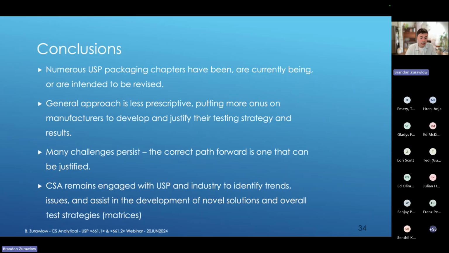One point that I meant to make on the last slide is that because these chapters are not technically official yet, it does still remain to a certain extent to be seen how FDA will enforce these. As we were mentioning before, 661.2 technically is written in a way that every single package system should be tested by 661.2. Realistically, is that something that the FDA is going to expect? Probably not. They're probably going to take more of that risk-based approach and expect that people can justify what they've done. But it does remain an open question that does need to be seen once these chapters do become effective.